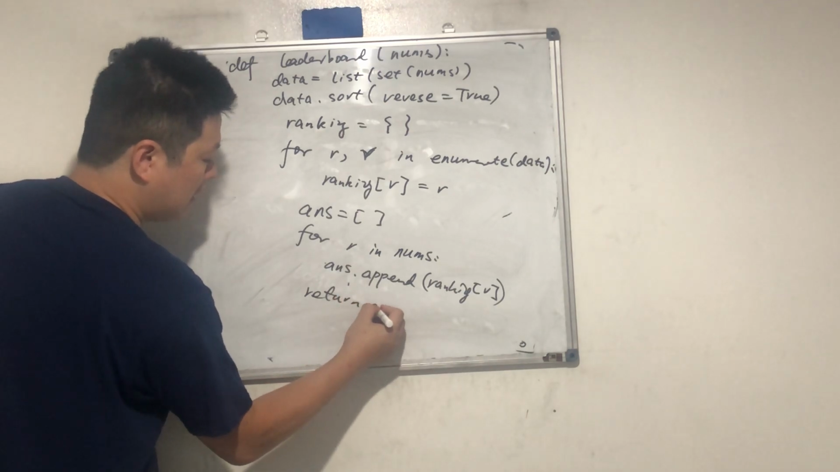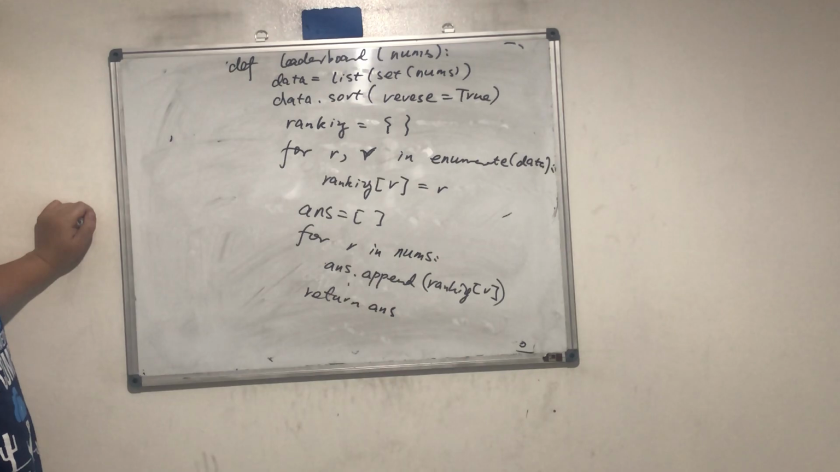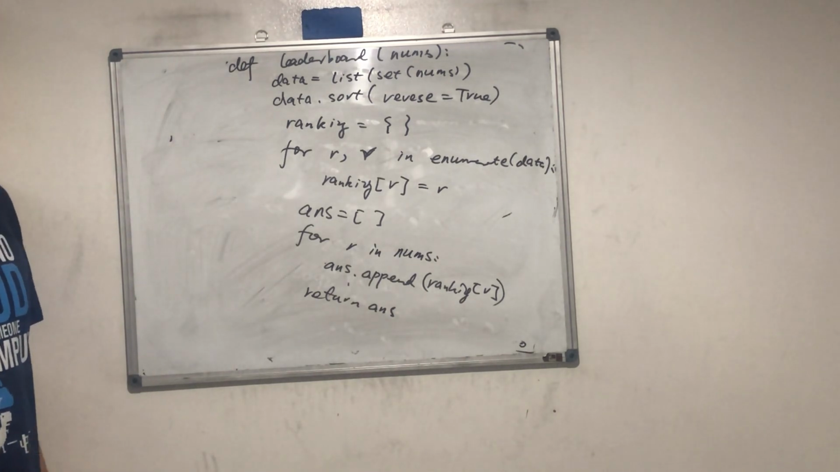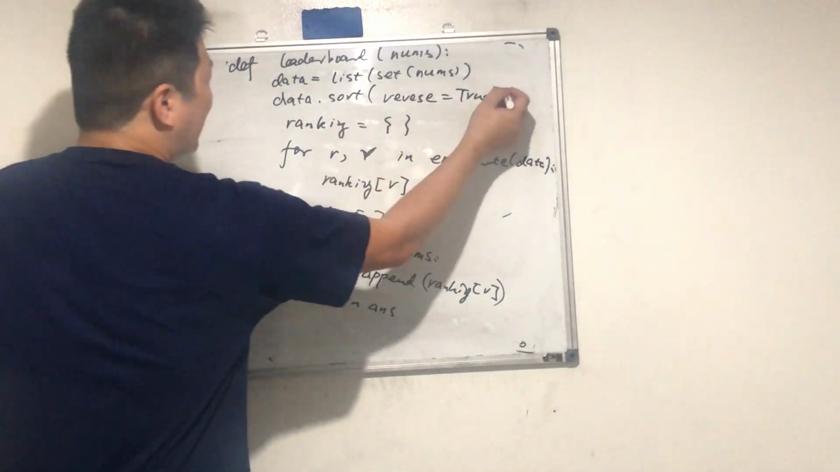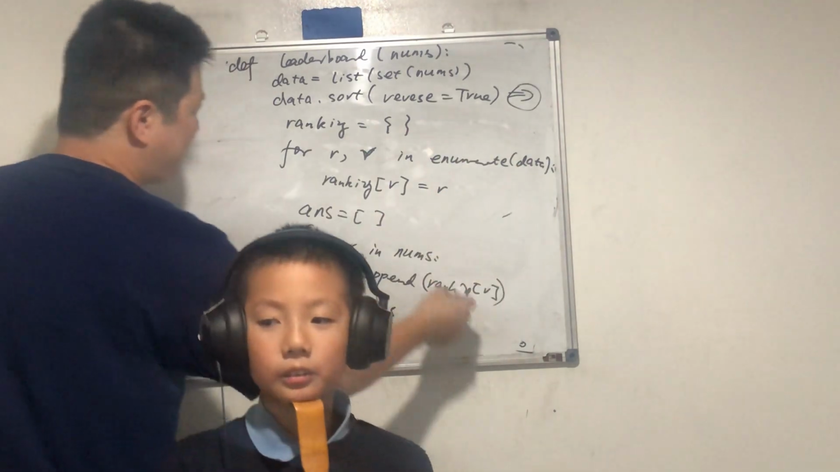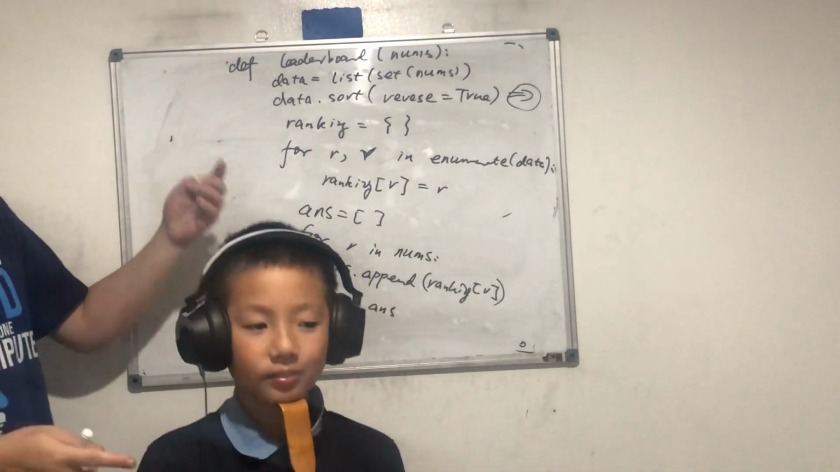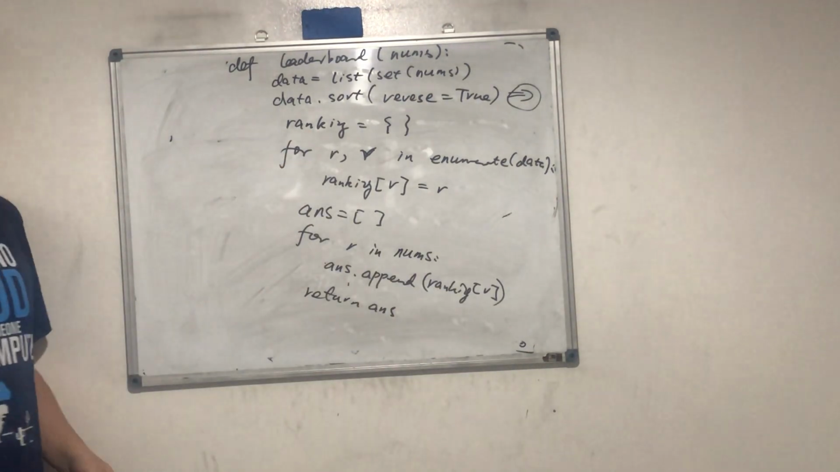What's the time complexity? O n log n, because this one is dominant, the biggest one. This one is O n, right? But we have 2 parts. The algorithm has 2 parts, O n log n and O n. Okay, so now what's the space complexity?